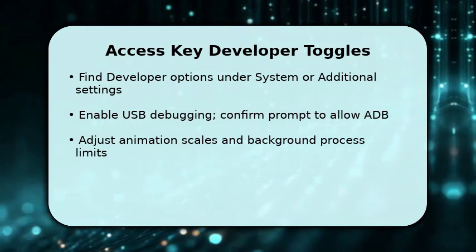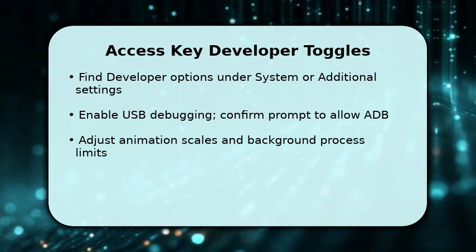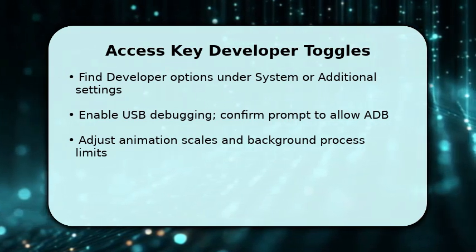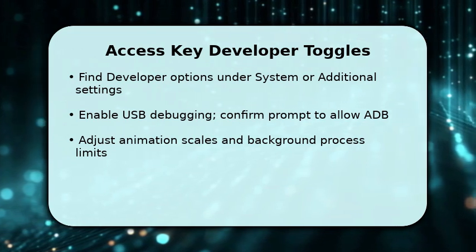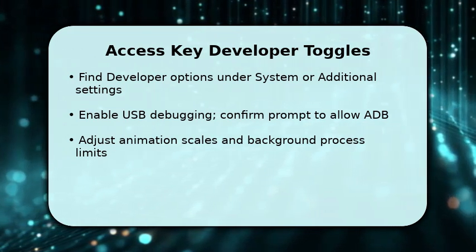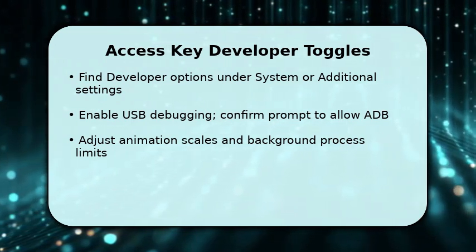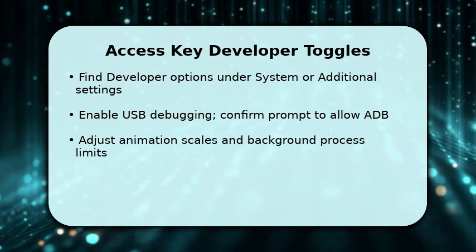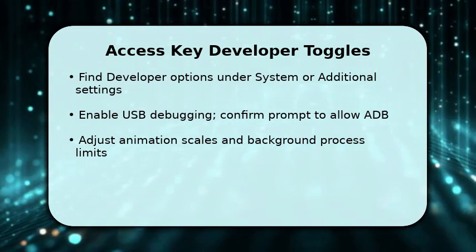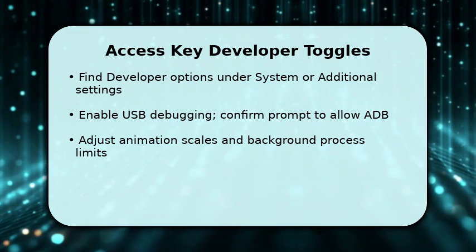Next, tweak animation scale settings to speed up UI testing and set background process limits to reproduce memory conditions. You can also enable Show Touches and Pointer Location for input testing. Make sure to read each option's short description. Adjusting the wrong setting can affect performance or battery life, so change one thing at a time.